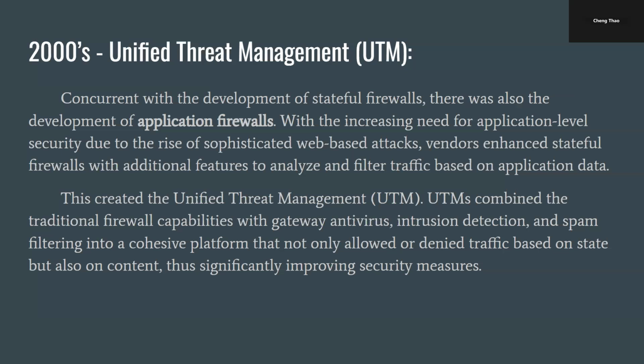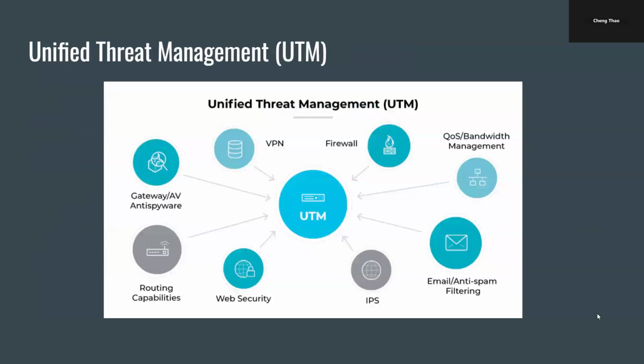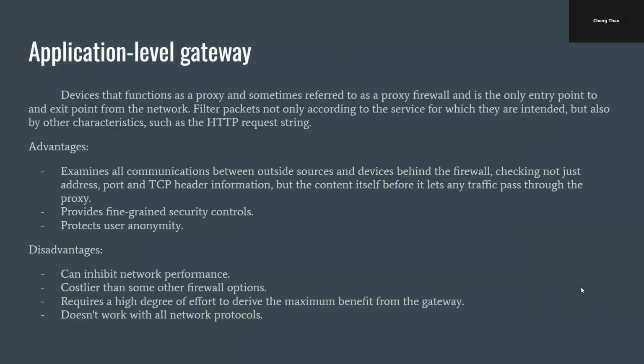UTMs combine the traditional firewall capabilities with gateway antivirus, intrusion detection, spam filtering, and other cohesive platforms, and not only allow or deny traffic based on state, but also on content, thus significantly improving security measures. Here again is a diagram that explains how a UTM works. They implement VPNs, firewalls, quality of service or bandwidth management, email anti-spamming, IPS, web security, and routing capabilities. This is mostly used for businesses since they have an increased need for these types of services.